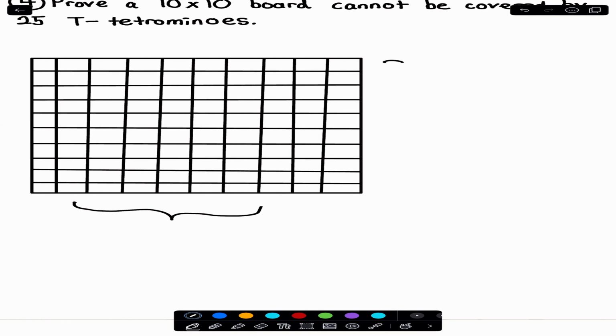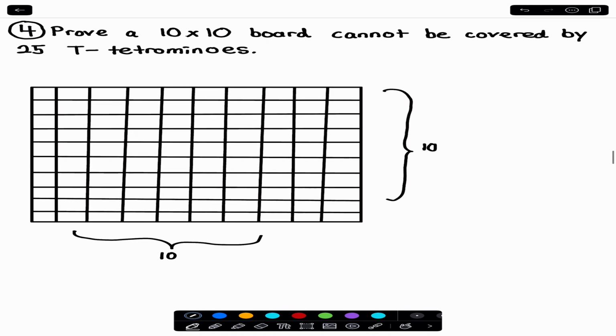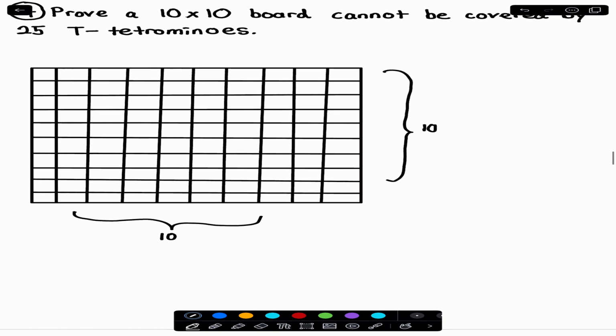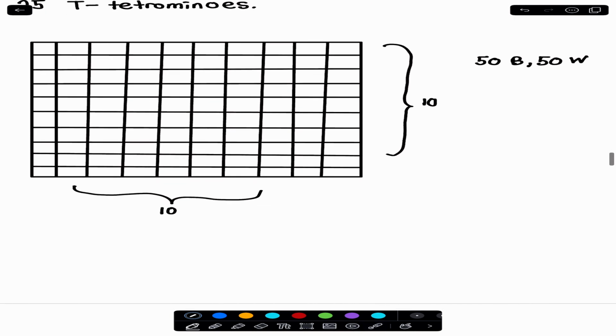So I'm going to be going through this one a little bit quicker now that we are more familiar with the technique that we're trying to use today. So we have a 10 by 10 board, and I think it's more useful to view this as a 10 by 10 chessboard. So we got alternating black and white, right? So this would be black, white, black, white, all throughout the board. So that means we would have 50 black and 50 white. Let's just keep that in the back of our mind.